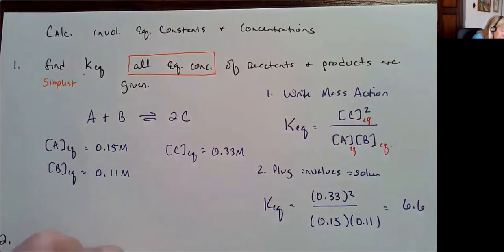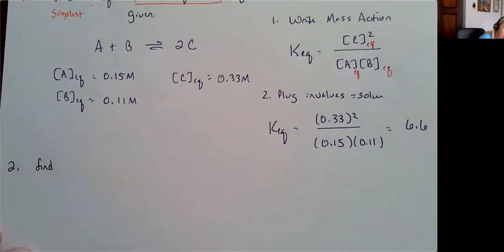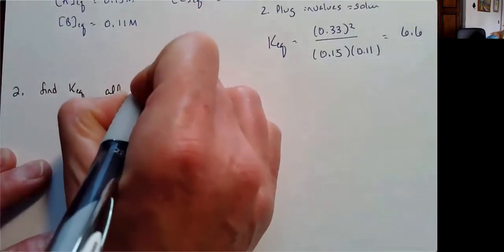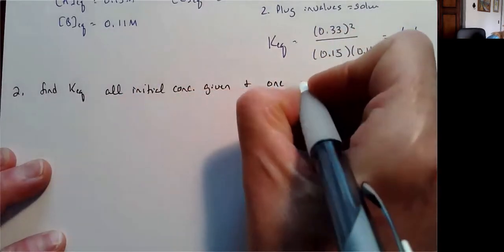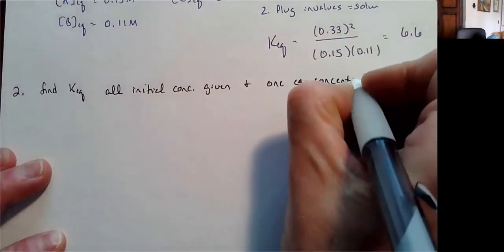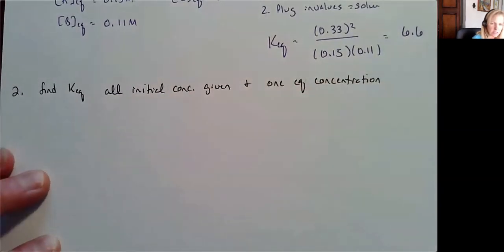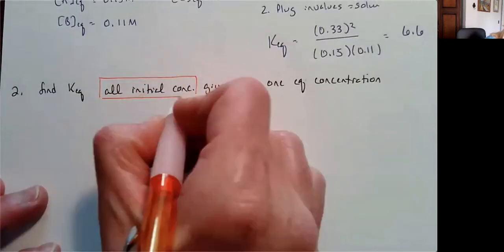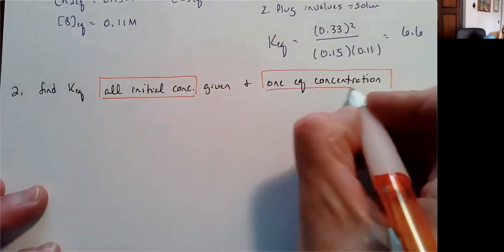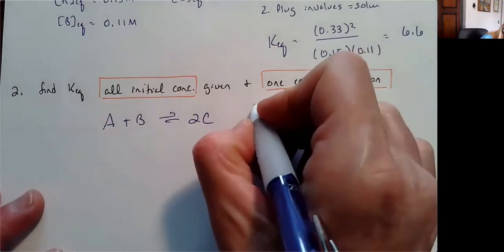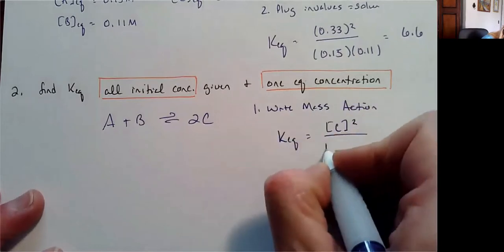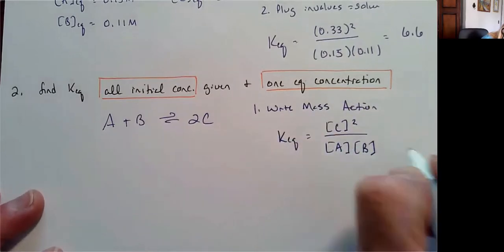The second type would be if I want to find KEQ, my equilibrium constant, and I know all my initial concentrations are given to me, and one equilibrium concentration. It doesn't matter which one, as long as one of the equilibrium concentrations is given. So now I have all my initial concentrations and one equilibrium concentration. I'm going to go back to my problem and write my mass action, which is the same because this is the same equation. Again, these are all my concentrations at equilibrium.